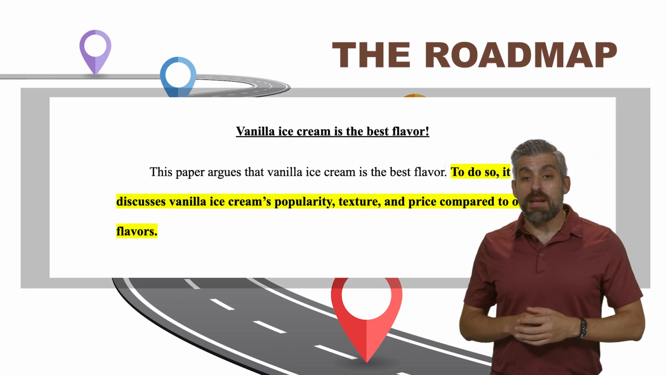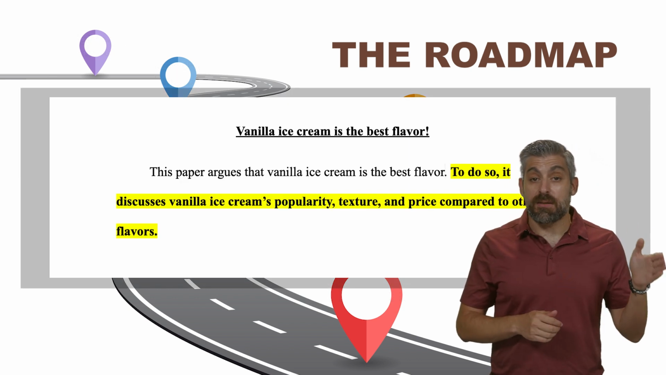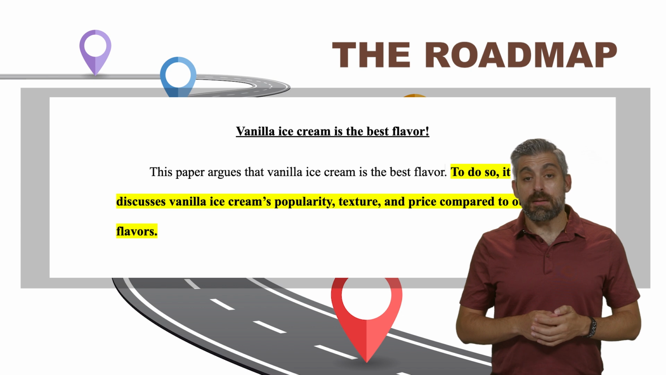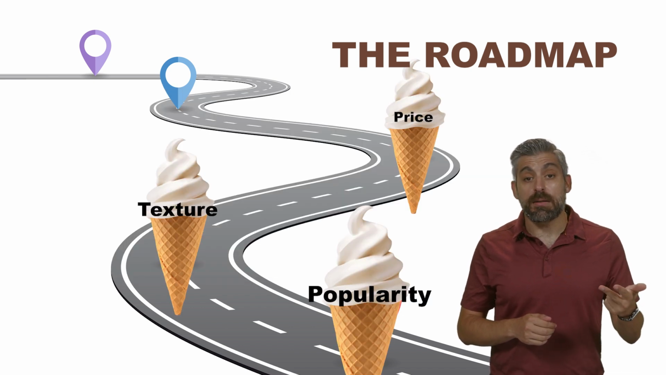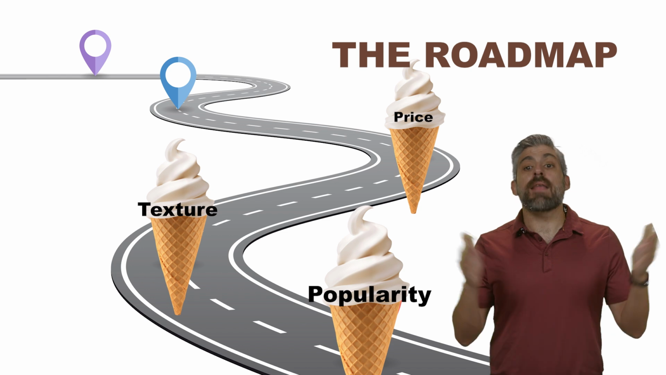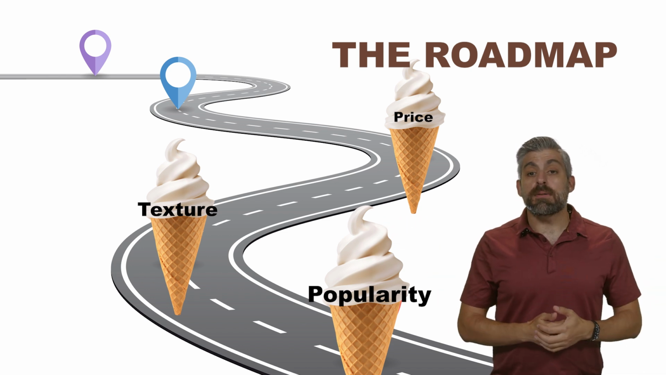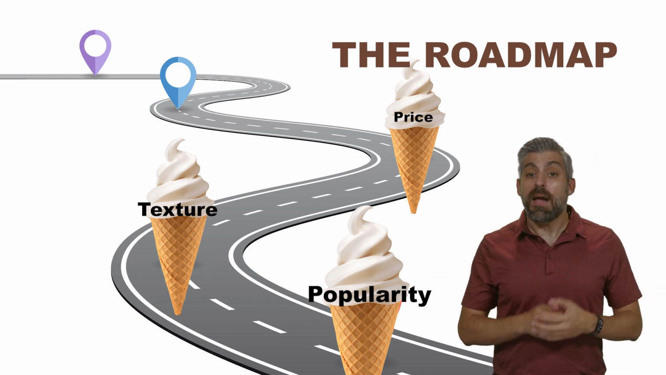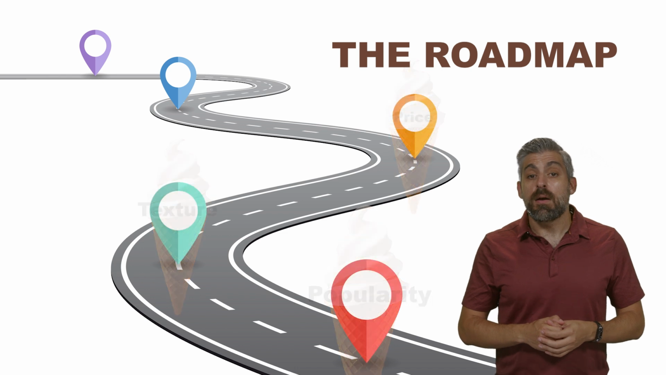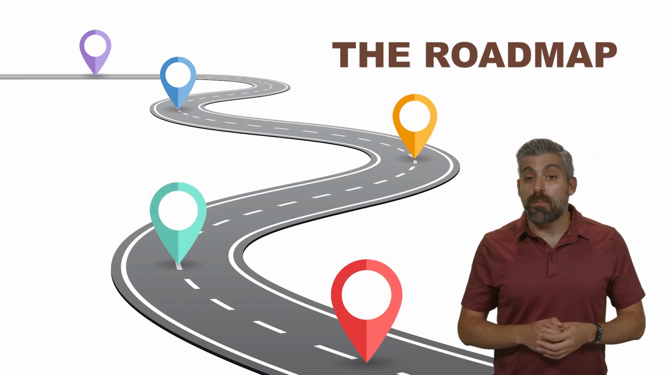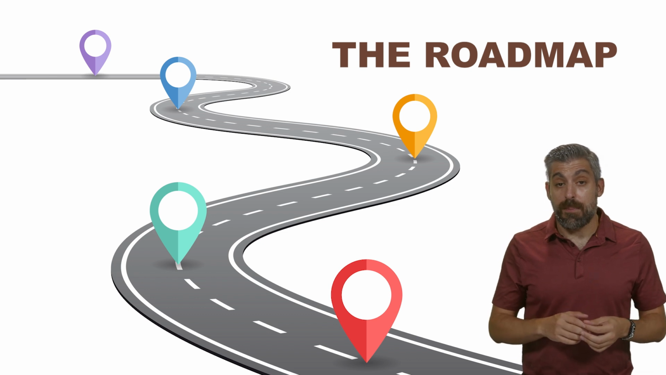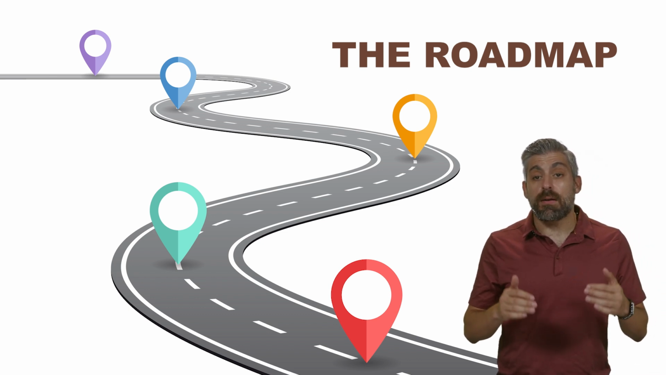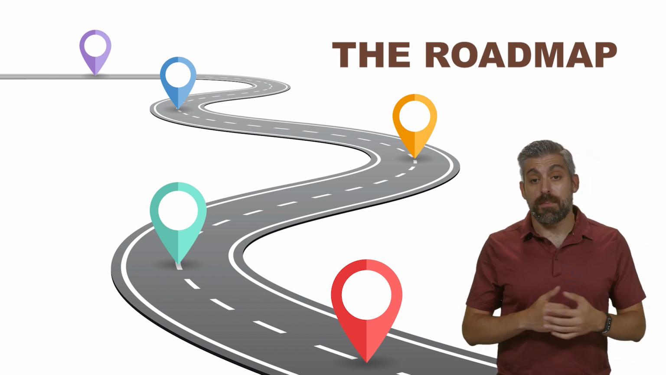Or a simpler one, perhaps. This paper argues that vanilla ice cream is the best flavor. To do so, it discusses vanilla ice cream's popularity, texture, and price compared to other flavors. And that's it. The roadmap is a microcosm of the paper itself and should be easy to create. You can write your first draft's roadmap directly from your outline. The final draft roadmap, however, needs to reflect the paper you actually wrote.